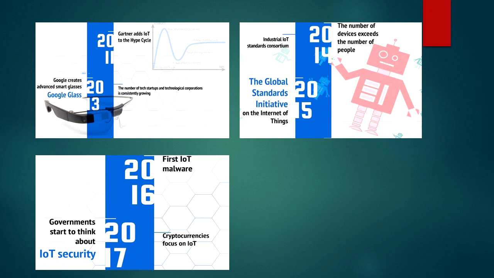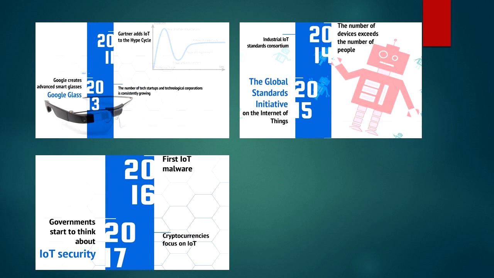In 2011, Gartner added IoT to the hype cycle. In 2013, Google created advanced smart glasses called Google Glass. The number of tech startups and technological corporations was constantly growing by this time. The Industrial Internet Consortium was formed in 2014. The number of devices exceeded the number of people by this time.